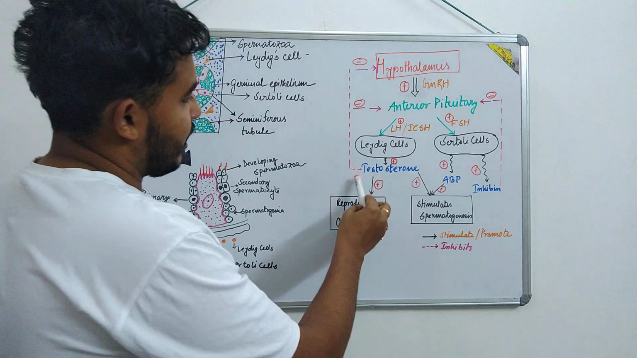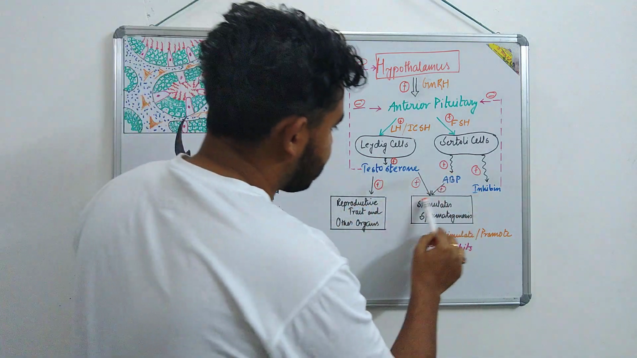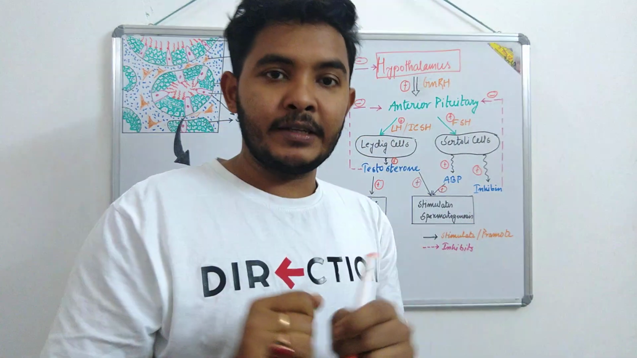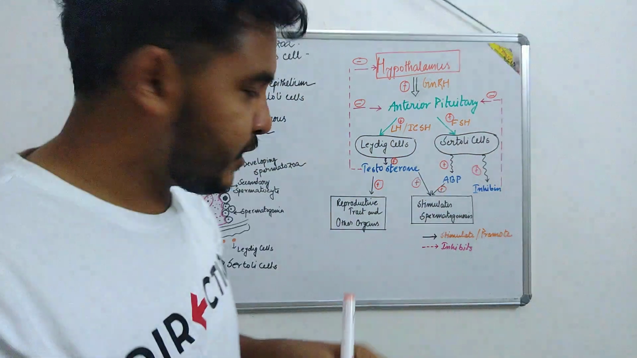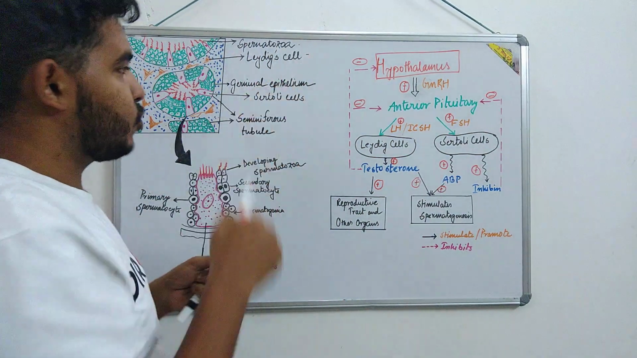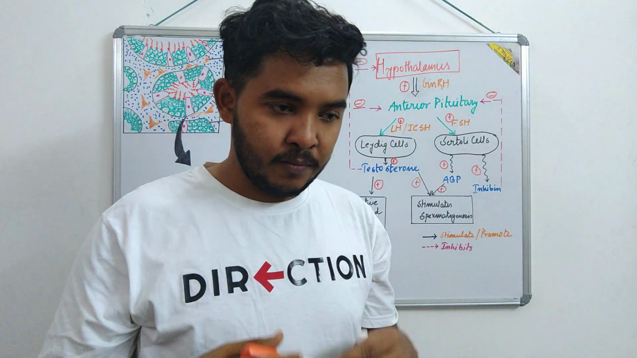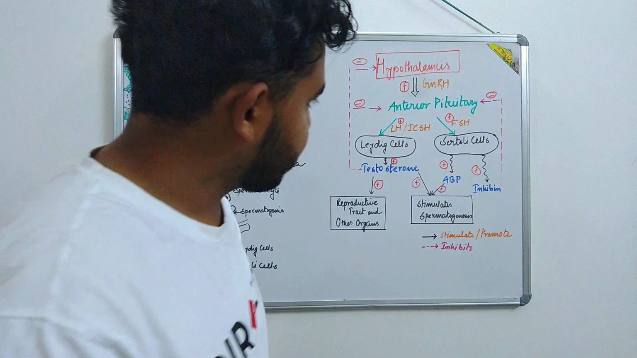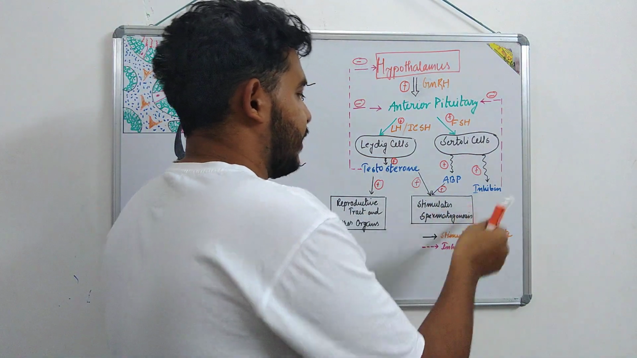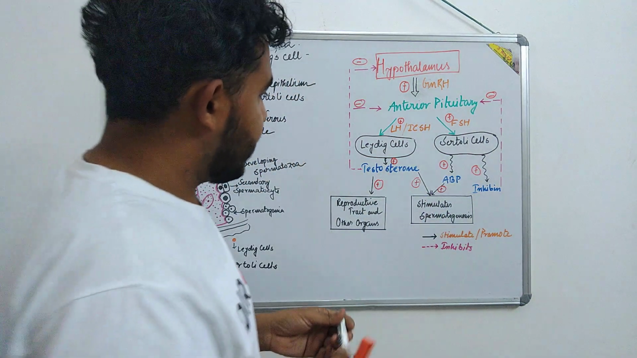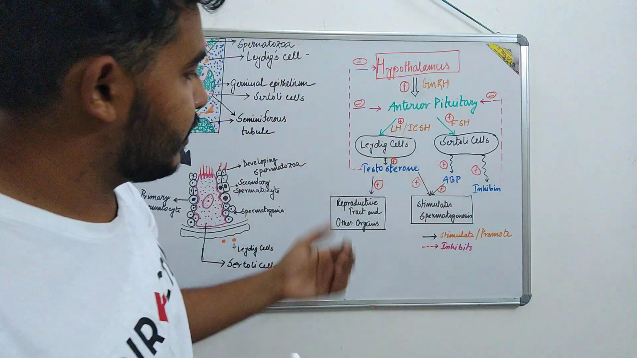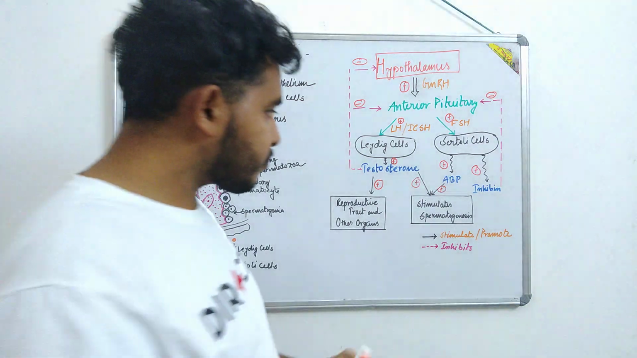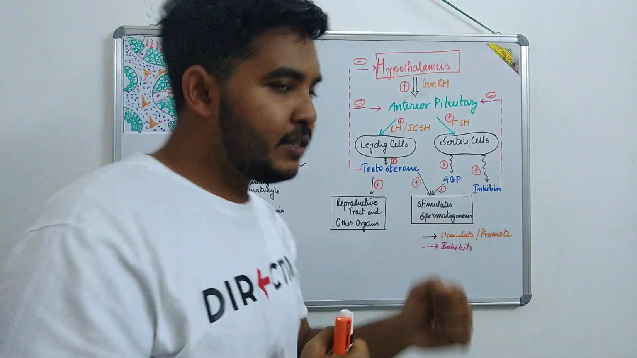Look here, this testosterone and ABP, they both stimulate spermatogenesis. More specifically, spermiogenesis. So what is spermiogenesis? This is when the developing spermatozoa forms into mature sperm. So testosterone and ABP stimulate spermiogenesis, and testosterone also helps in the growth of the reproductive tract and other organs. Now let's see what inhibin does.